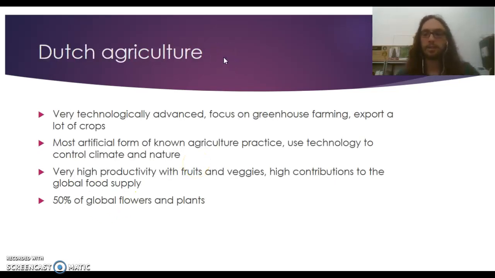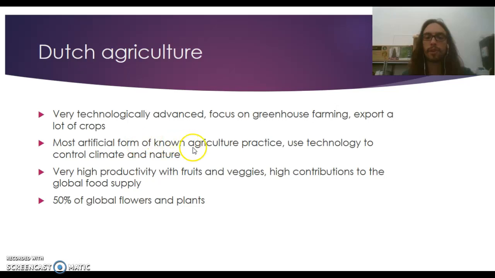Let's get into Dutch agriculture because it's pretty neat. They're very technologically advanced. They focus on greenhouse farming. Essentially, they just have lots of very large greenhouses in there because the Dutch environment is very cold and not super fertile. So they do all of their agriculture inside of greenhouses. They export a lot of crops to the world too. Like this small nation exports a lot of crops due to this advanced farming practice.